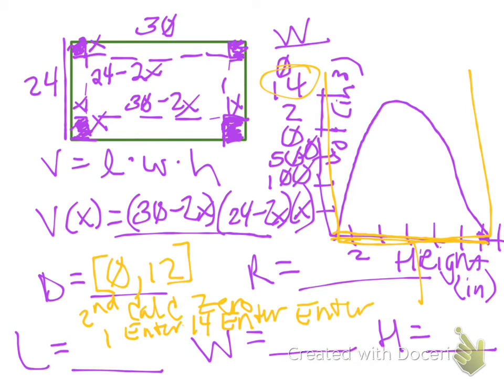And it would have given you this point. It would have told you that this point was at 12. And that's how you get your domain. You always get this from the 0.